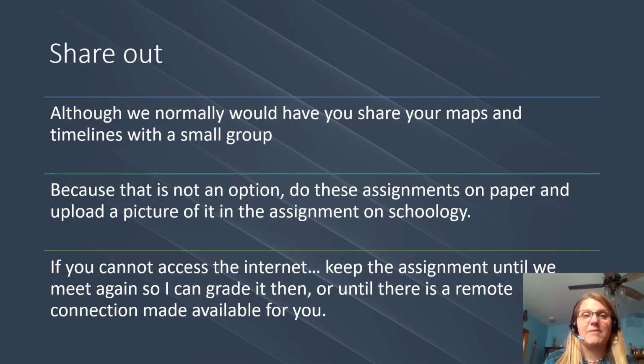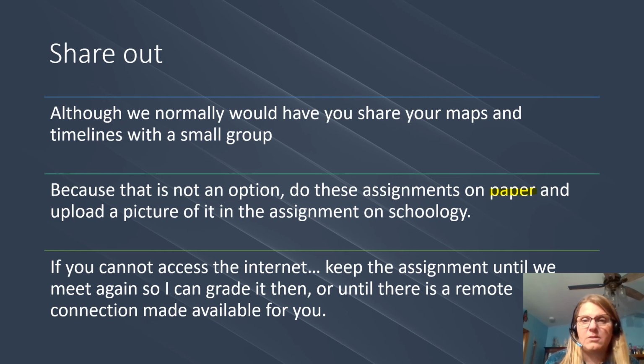And normally we would have you share that with small groups. That's what we normally would have had you do. But because we can't do that, we have a couple of things. I would advise you do both of these assignments on paper first. I want you to do them on paper first, because they're just going to make more sense and you're going to like doing it that way. I think this becomes really difficult otherwise.